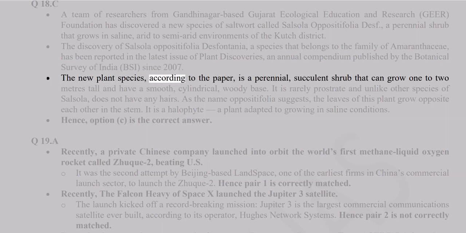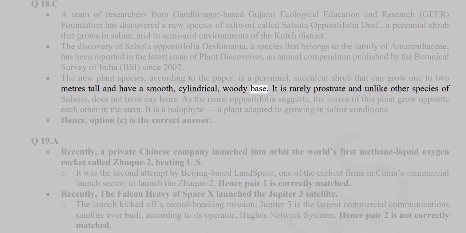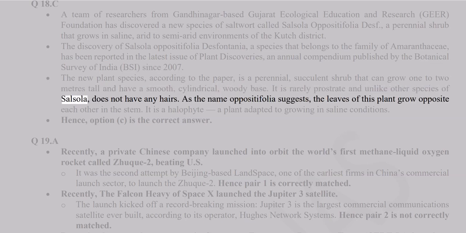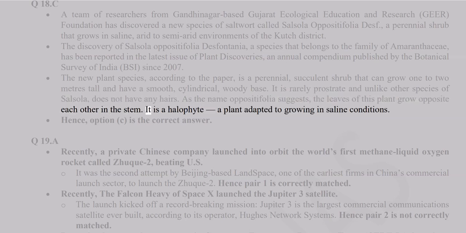The new plant species, according to the paper, is a perennial, succulent shrub that can grow 1 to 2 meters tall and have a smooth, cylindrical, woody base. It is rarely prostrate and, unlike other species of Salsola, does not have any hairs. As the name oppositifolia suggests, the leaves of this plant grow opposite each other in the stem. It is a halophyte, a plant adapted to growing in saline conditions. Hence, option C is the correct answer.